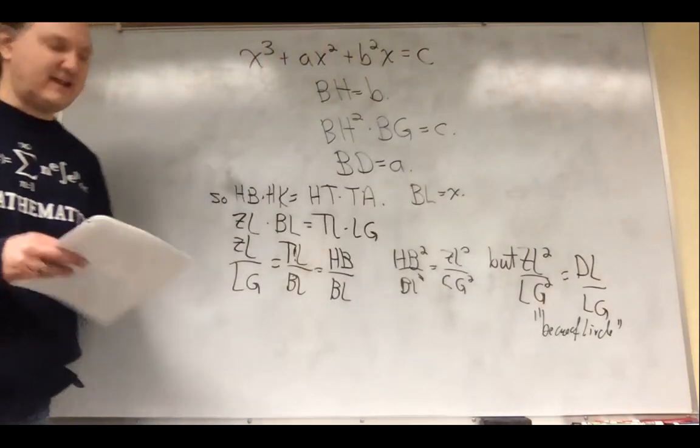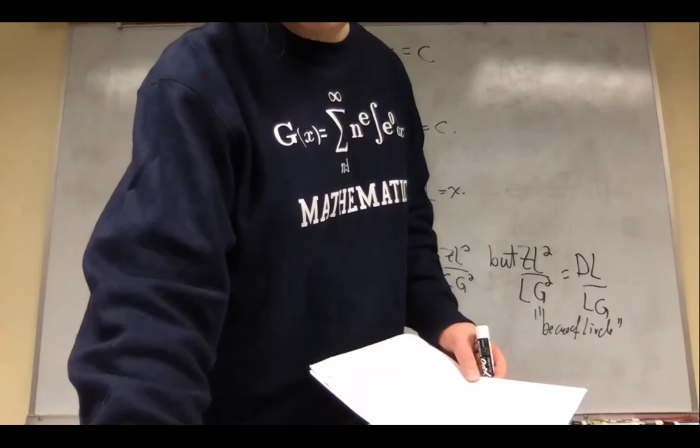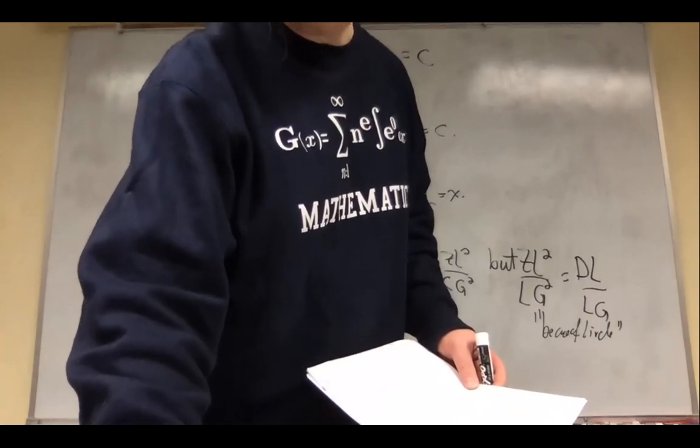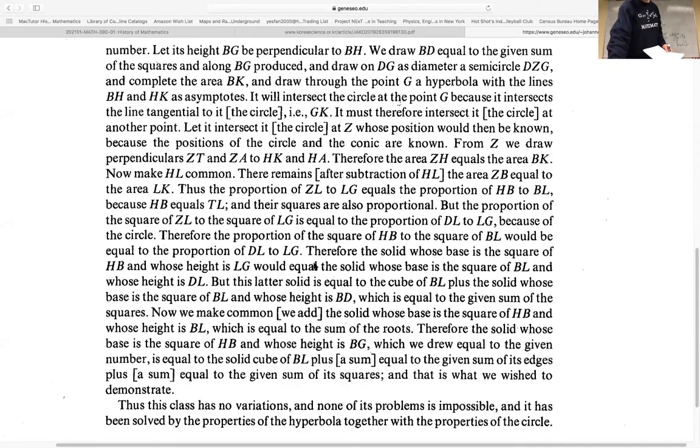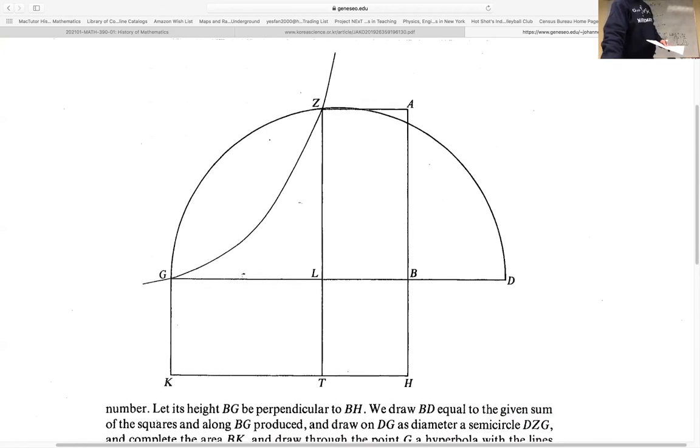And I look at that and I said, what? What do you mean because of the circle? So let's look back at the picture and see if we can see why because of the circle. Oh, by the way, he does say this. Where does he say it? Here it is. But the proportion of the square of ZL to the square of LG is equal to the proportion of DL to LG because of the circle. What do you mean because of the circle?